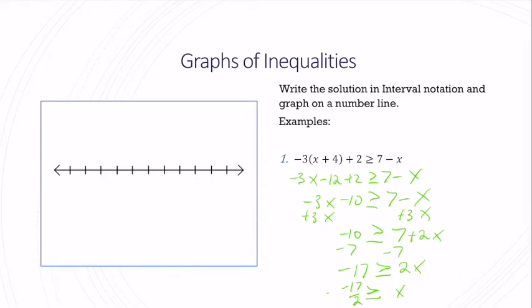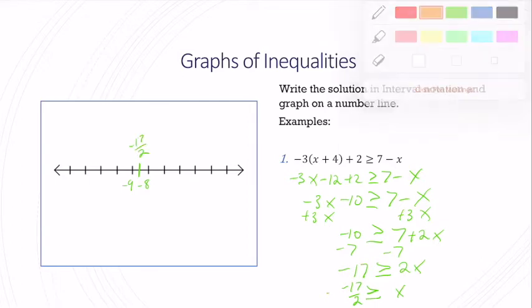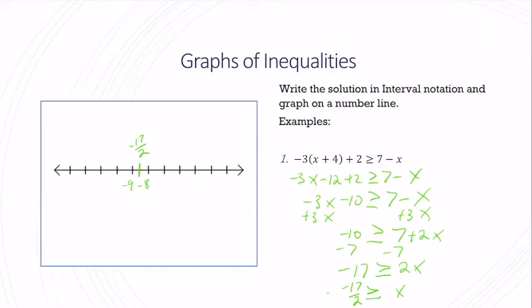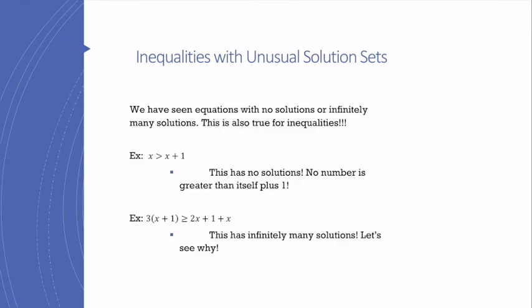If we were going to write it as a mixed number. So here I have -8, -9, -8.5 is right there. This is -17 halves. If I'm going to graph this real quick, my endpoint is included because it's less than or equal to. And I have x is less than or equal to -17 halves, so it's going to go this way. So my interval notation would be from -infinity to -17 halves with the endpoint included, so it gets a square bracket. Now here are a couple inequalities with unusual solution sets.